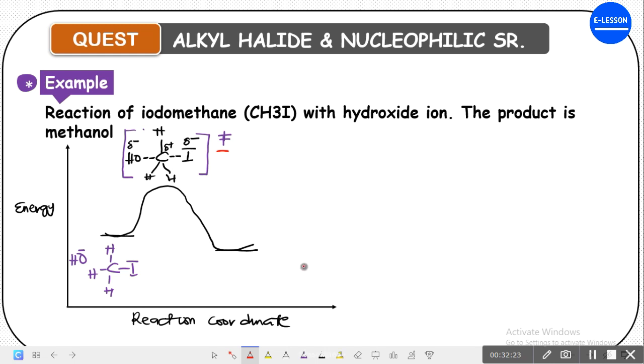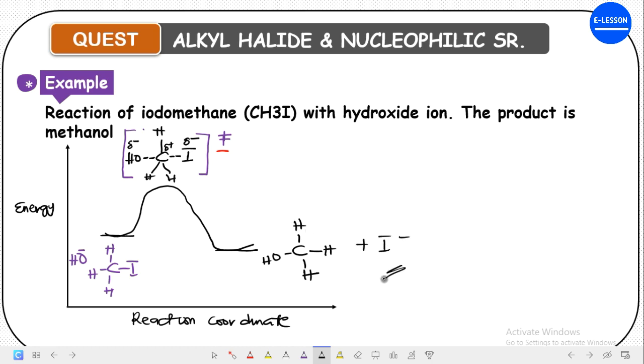Then the product of this reaction will be something like this, which is you have C, and then you have hydrogen. Here you have OH, and then you have hydrogen, and then you have H. This is the product of this reaction, plus I minus, which is iodide. All right, so this is the energy diagram.